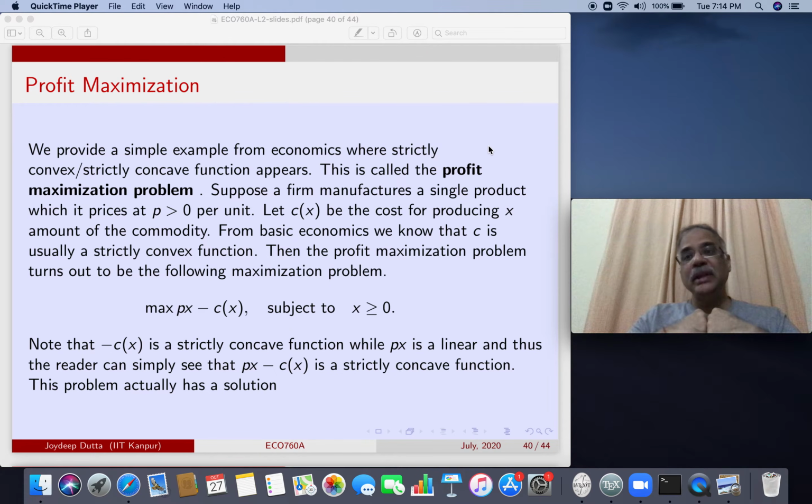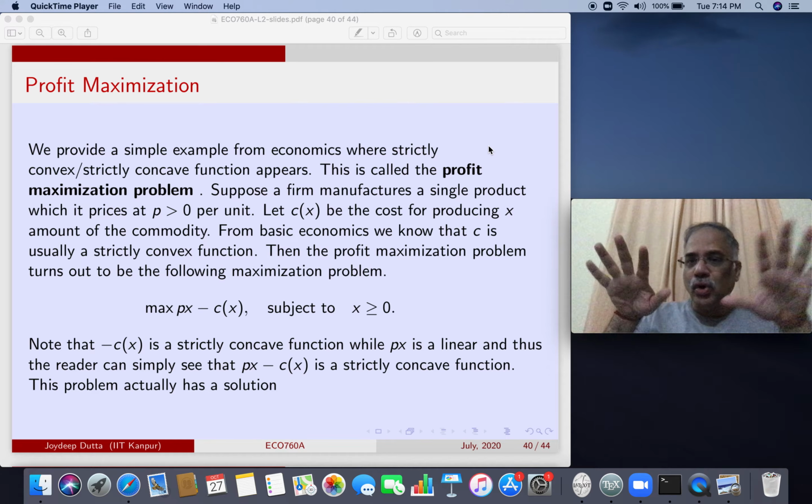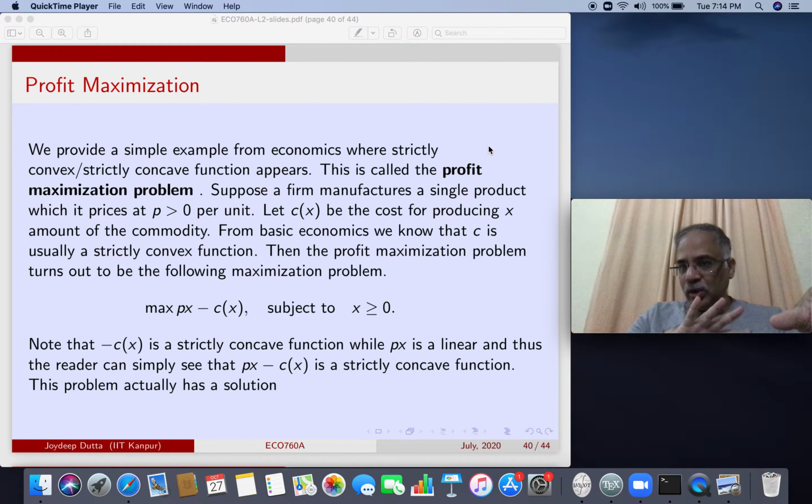Sometimes they are, but in many cases they are also bothered about profit maximization, which tells you, okay, what is the cost? If you subtract the cost of making the object, that X amount of stuff, then the remaining is your profit. So Px minus C of X, where C of X is called the cost. Basic economics tells us that this cost function is usually considered to be convex.